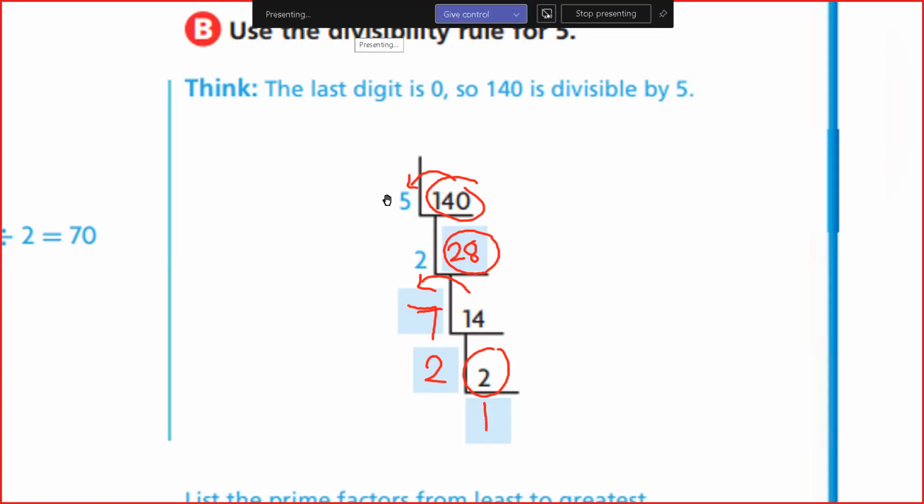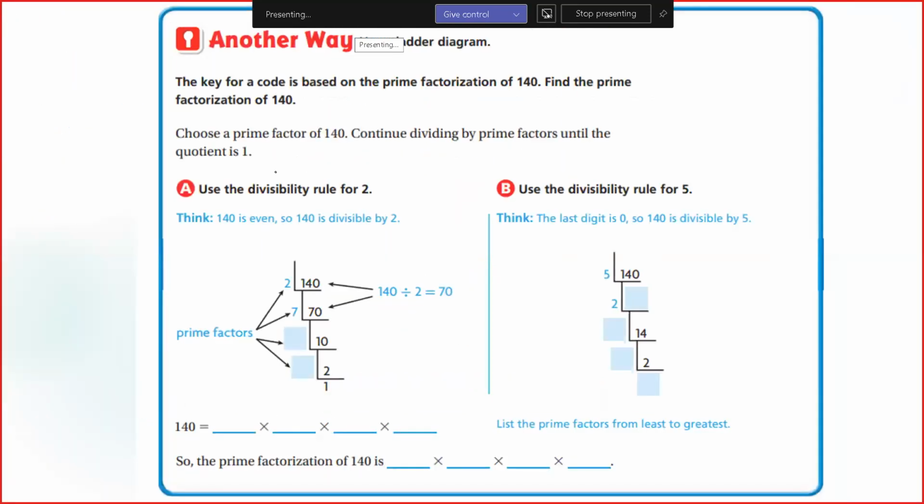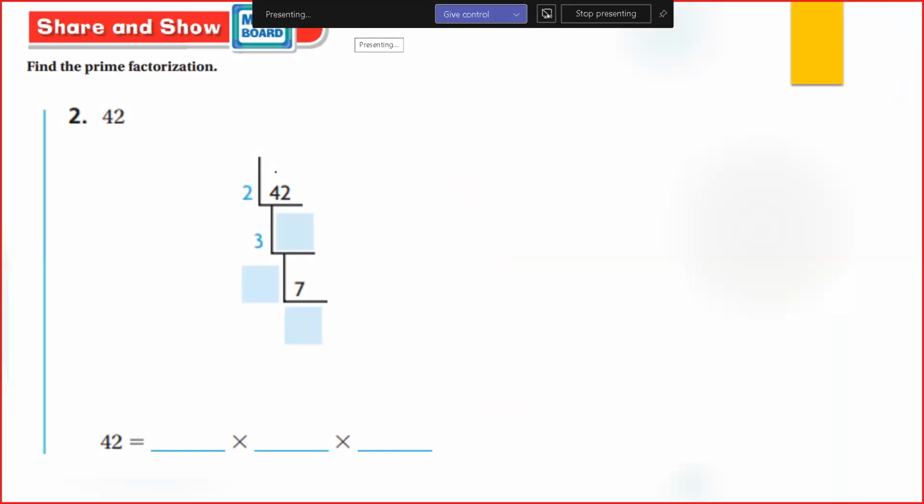So here, what are the prime factors? As we said before, 2, 2, 5, 7. Is it clear? Yes, teacher. Okay. So here we learned 2 methods, the tree diagram and the ladder diagram. And as I told you, choose which one you prefer.